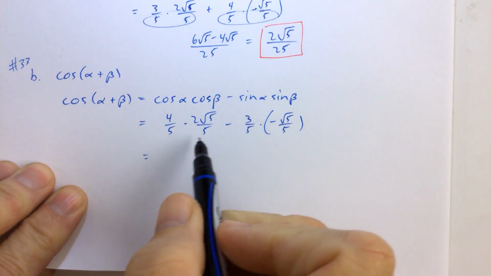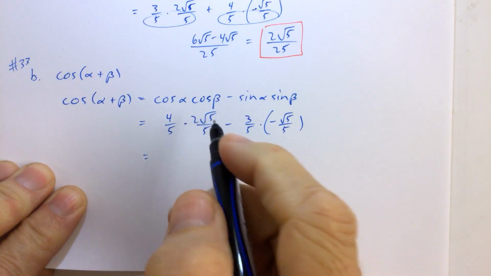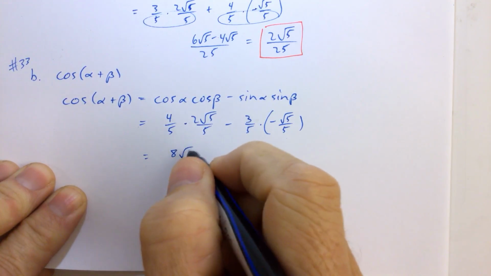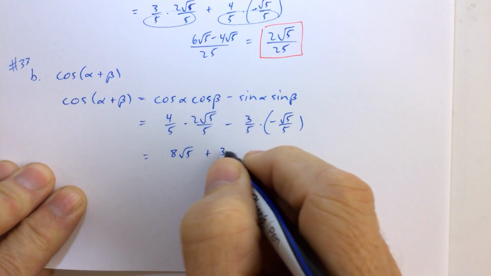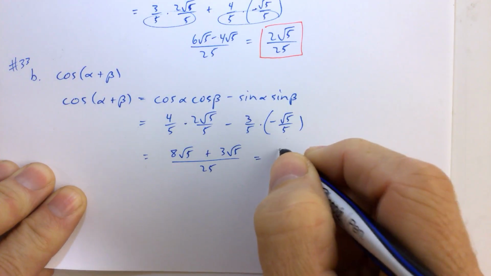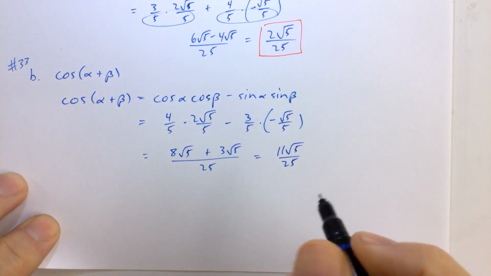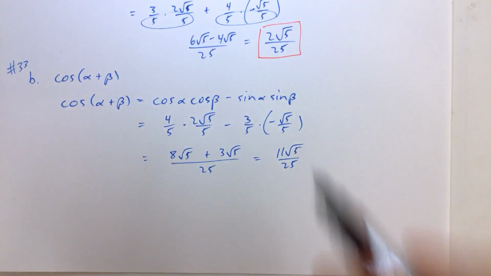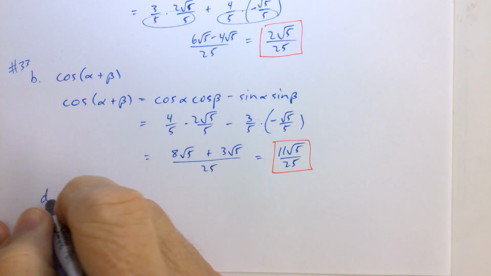So we could see here 25 is our common denominator. And we have 4 times 2 radical 5, that's 8 radical 5, minus minus, so it's going to be a plus, 3 radical 5. All that's going to be over 25, and so we get 11 radical 5 over 25. So that's part B. And then I will go ahead and allow you to do part C on your own, but I'll go ahead and do part D.